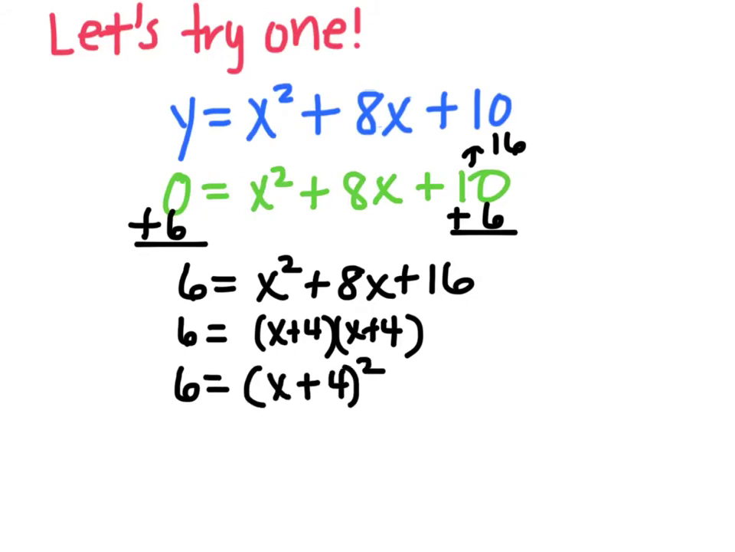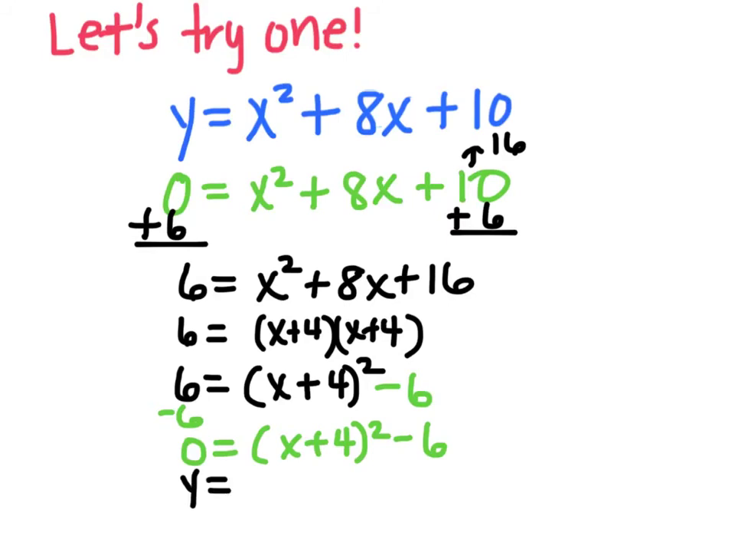Now for graphing form, you want to get this side over here to equal 0, so I'm going to move the 6 over here. It's pretty easy. I'm just going to subtract 6 from both sides. So now I have 0 equals (x plus 4) squared minus 6. Finally, we can just change this back to a y now. y equals (x plus 4) squared minus 6. Now, it's in graphing form.